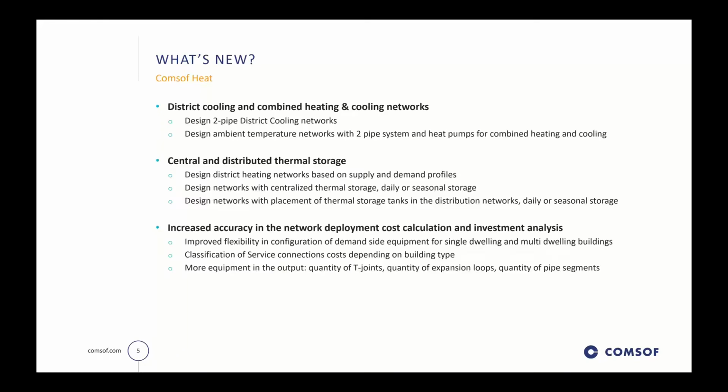There are a number of features included for increased accuracy in the network deployment cost and investment analysis. So you will see improved flexibility in the demand side equipment for single dwelling and multi-dwelling buildings. More equipment in the bill of material: T-joints, expansion loops, pipe joints, etc. And then a number of general improvements, as you will see later on as well.